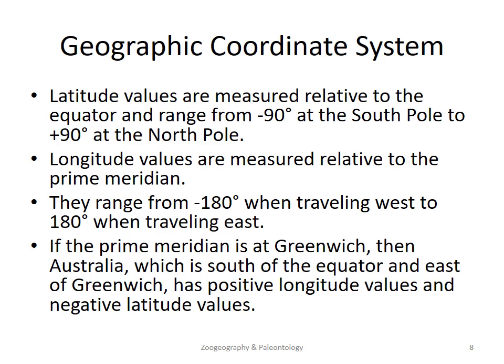Latitude values are measured relative to the equator and range from -90 degrees at the South Pole to +90 degrees at the North Pole. Longitude values are measured relative to the prime meridian. They range from -180 degrees when traveling westward to 180 degrees when traveling east. If the prime meridian is at Greenwich, then Australia, which is south of the equator and east of Greenwich, has positive longitude values and negative latitude values.